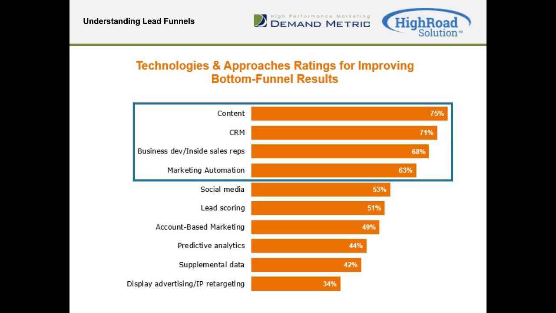Now, this finding validates conventional wisdom that content, CRM/AMS, business development inside sales reps, your membership team, and marketing automation are the pillars of the lead generation and qualification process. These are things that you need to make sure that you are implementing and using in your association to ensure your funnel is successful.